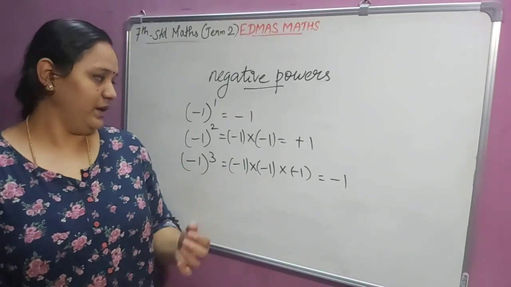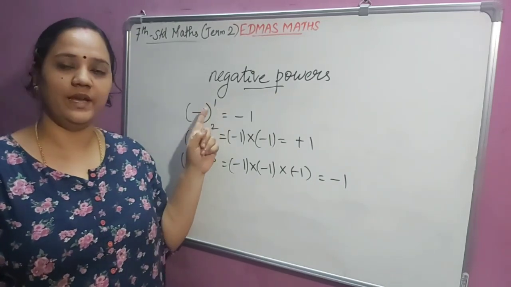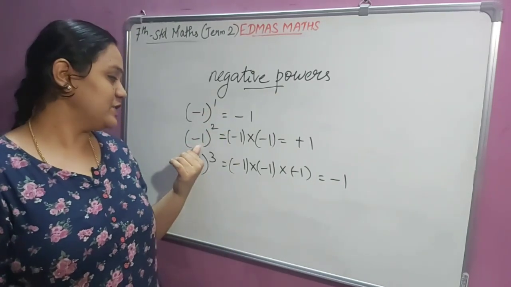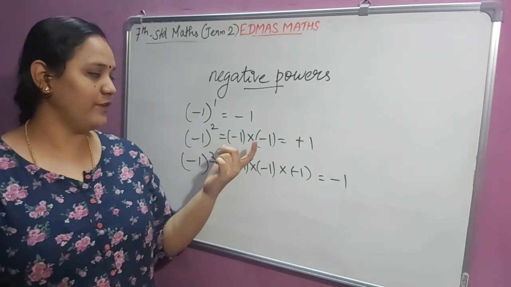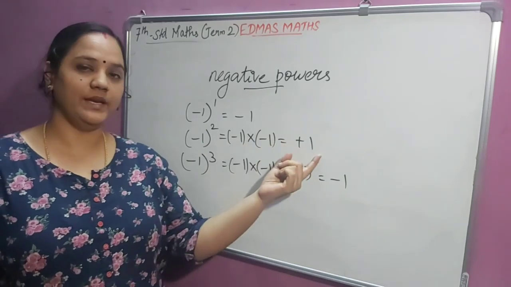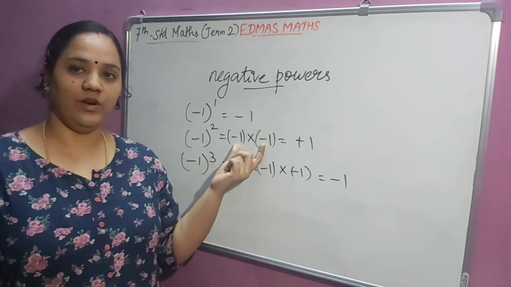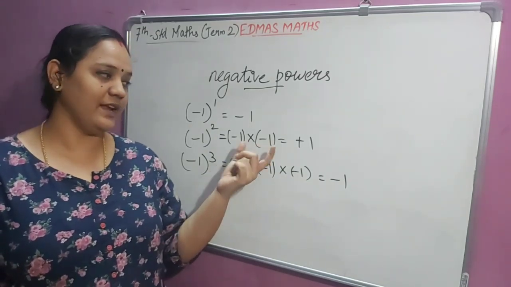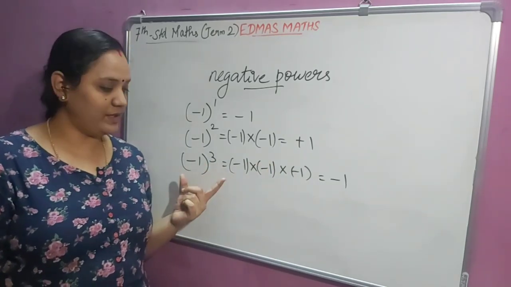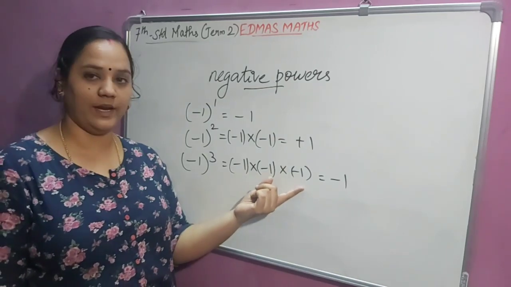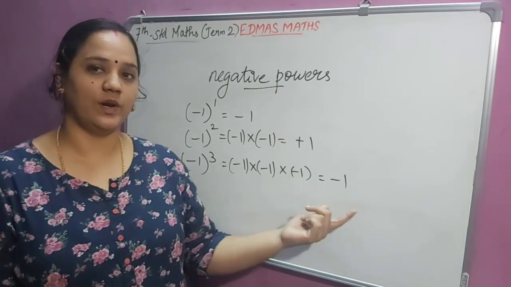For a negative number, for example I have taken minus 1. If I have minus 1 power 1, that is minus 1, right? So minus 1 power 2 means minus 1 into minus 1. If we multiply 1 into 1, the value will be 1, and we have two negative signs, that is the same sign, so plus. Likewise, if we have minus 1 to the power 3, that means minus 1 into minus 1 into minus 1. So minus 1 and minus 1 will become plus 1. Plus 1 into minus 1 is minus 1.